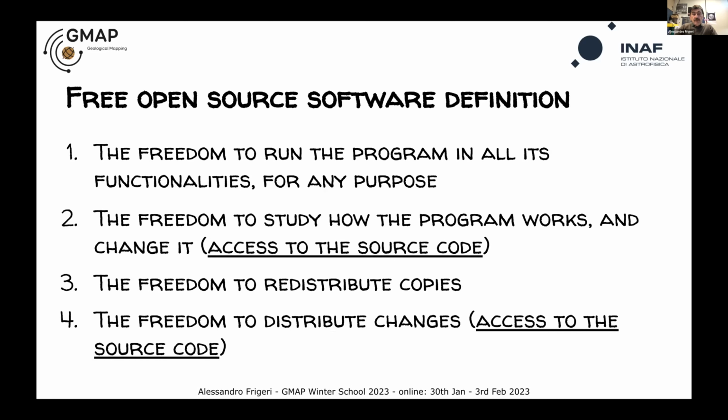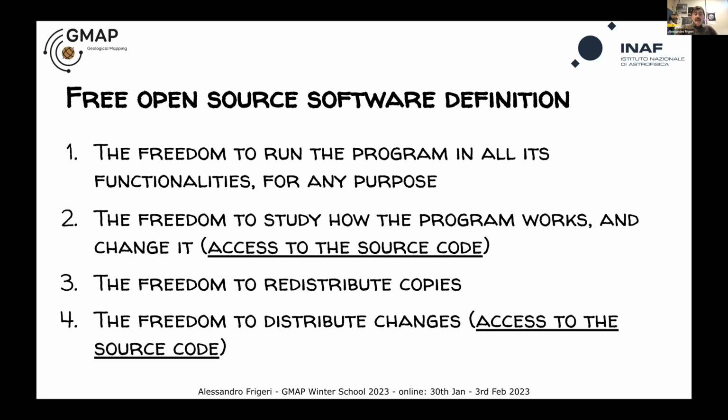So every time we are using a software, to check if it is free open source software, we have to check if these 4 points are realized. The first freedom is the freedom to run the program in all its functionalities and for any purpose. So a software that has limitations in its use is not free open source software. The freedom to study the software is the second freedom, and this implies access to the source code, which is the listing in natural language that we saw just before.